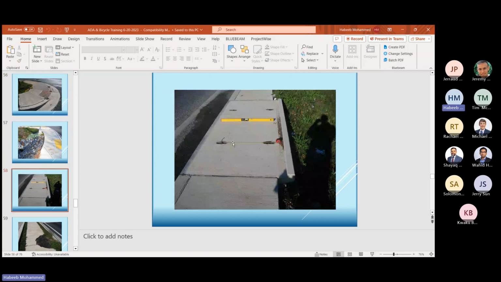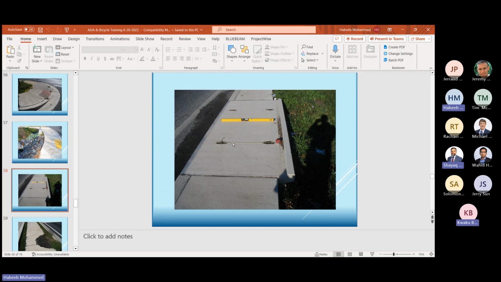Even though what happens sometimes, these could be new and they might look flat to you on visual inspection, but sometimes when you measure these, even the new ramps, you will be surprised to see the slope will not be compliant. So what has to be the cross slope, Kwaku? 2%. If it is new, how much tolerance does it have? Is that 0.5%? Is that true, Shaq? Should be 1% tolerance.